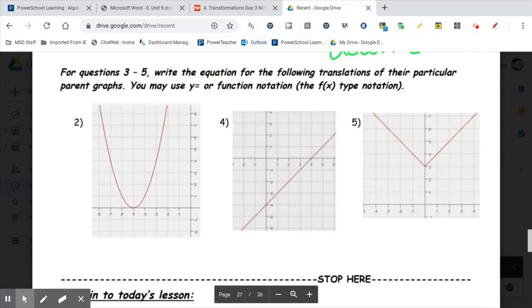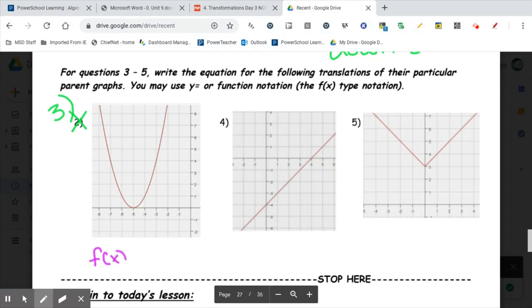Okay, for question 3 through 5, I'm assuming that this should be a 3. Write the equation for the following translations of their particular parent graphs. You may use y equals or function notation, which means f of x. So I'll use the f of x. It really doesn't matter here.